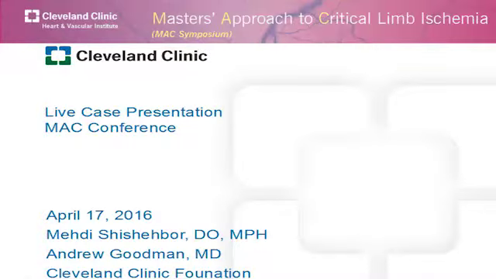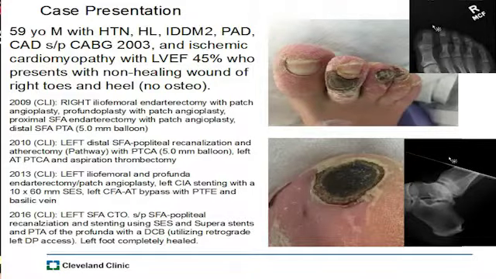All right, so this is our second live case of the day. Next slide. So this is a 59-year-old gentleman with history of hypertension, hyperlipidemia. He's on insulin for his diabetes. He has coronary disease, status post bypass surgery in 2003 with an EF of 45%. And he has significant peripheral arterial disease. He came to us with a non-healing wound of his right toes and his heel. As you can see the wound on the right there, both the wound on the toes and on the heel. He has no evidence of osteomyelitis on his x-rays.